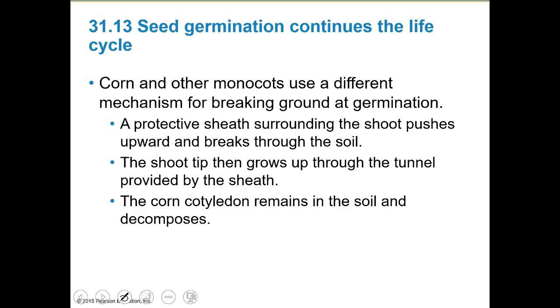For corn and other monocots, it's different. So the protective sheath surrounding the shoot pushes upward. So the shoots just come up. The shoot tips then grow up through a tunnel of the protective sheath, and the corn cotyledon remains in the soil and decomposes.